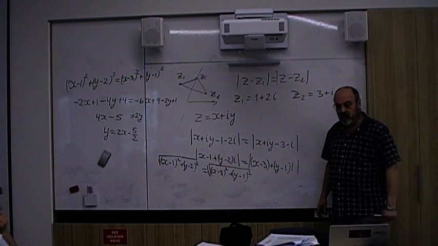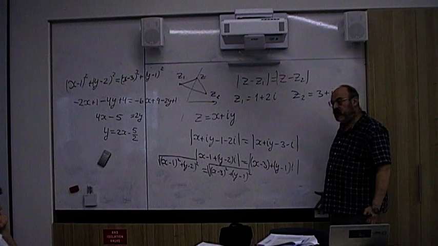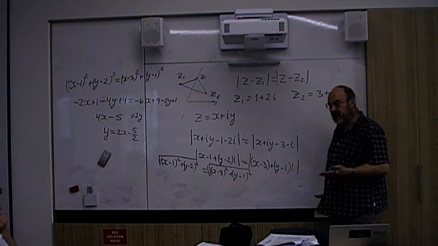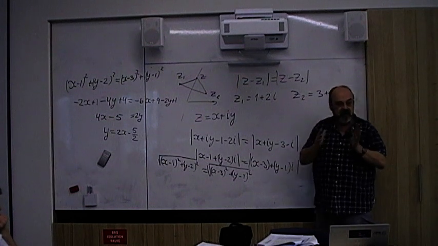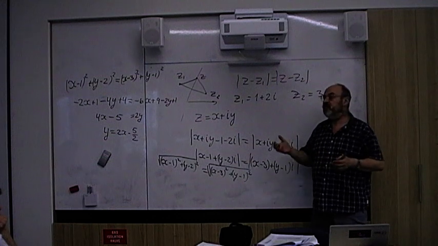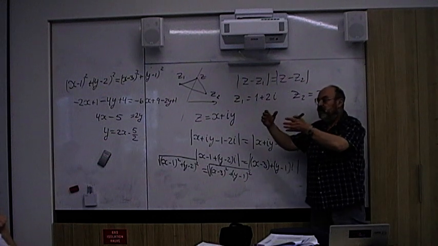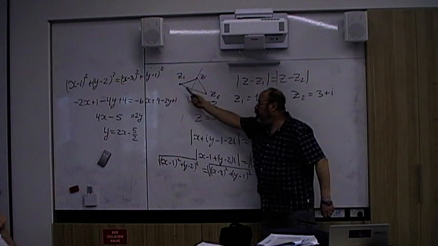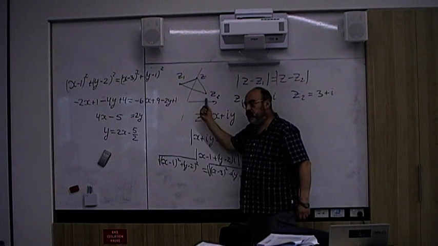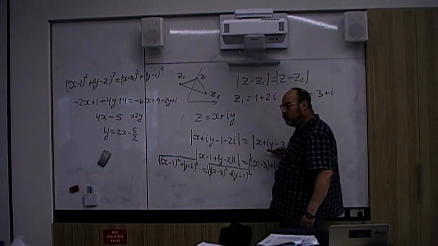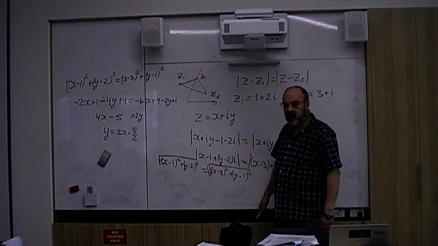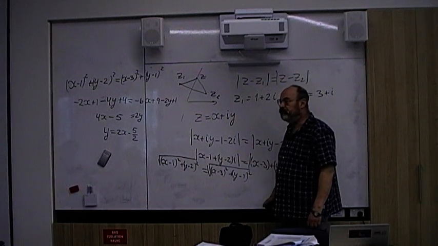Make sense? So that's how we find a perpendicular bisector. We equalize the distance from the point x plus iy to one of the given points and to the other point. We equalize moduluses and then just find the equation of the line. Yes? So this is like the only way to do it.